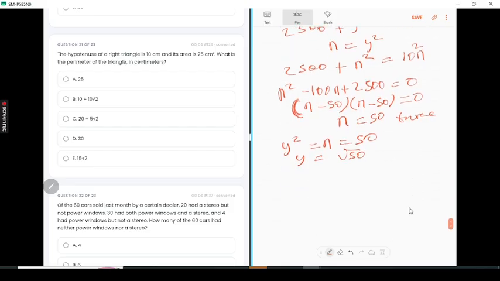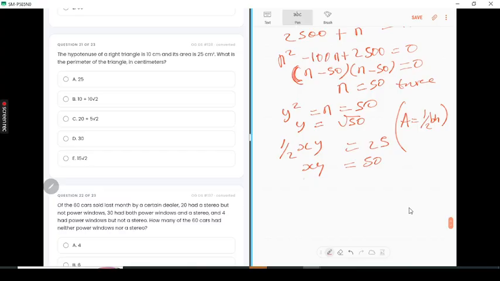Then we can go back. Y is the square root of 50. We can now go back and find s. Remember that half sy equals 25. Remember where we got the half sy from? We got it from area of a triangle equals half base times height. Now sy equals 2 times 25, which is 50. But y is the square root of 50, so s equals 50 over the square root of 50.